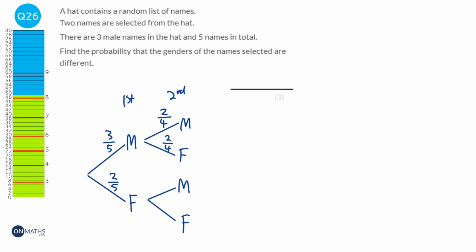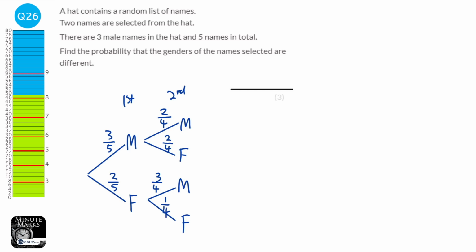If we picked a female, there'd still be 3 males and only 4 left in total, but there'd only be 1 female name left. We're looking for the probability that the genders of the names are different.